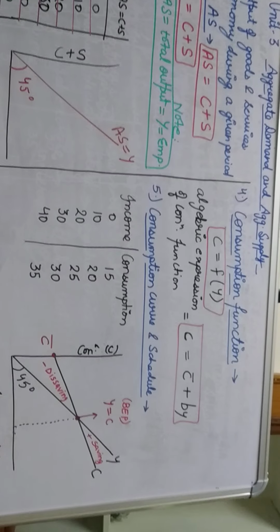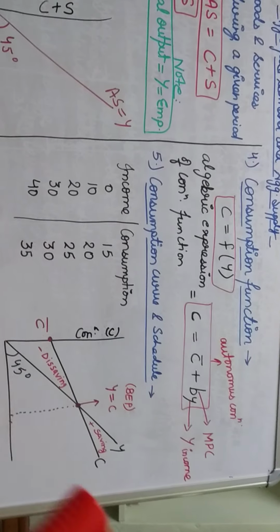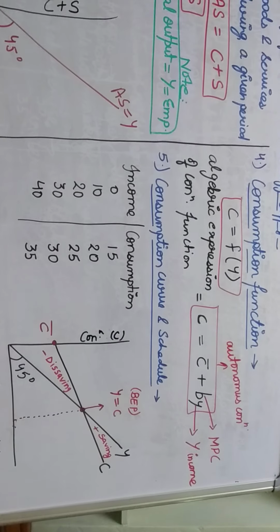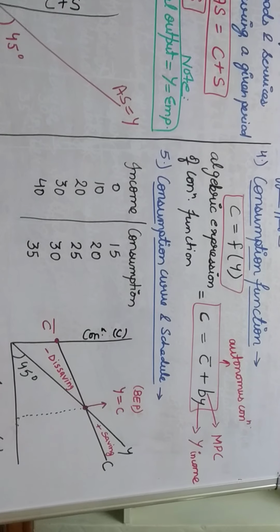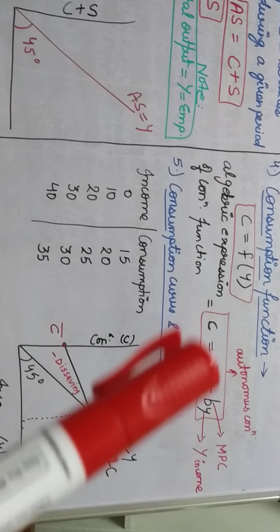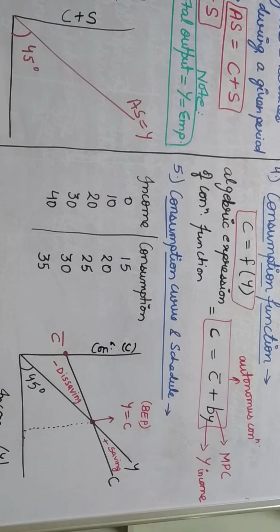Now what does it denote? See the algebraic expression, C equals C bar plus BY. C bar means autonomous consumption. That means if the income is 0, whatever value of consumption is given at that time is your autonomous consumption. B here stands for MPC. MPC means marginal propensity to consume.